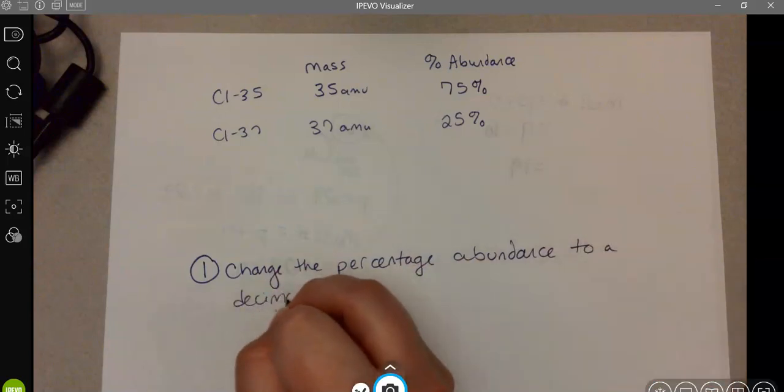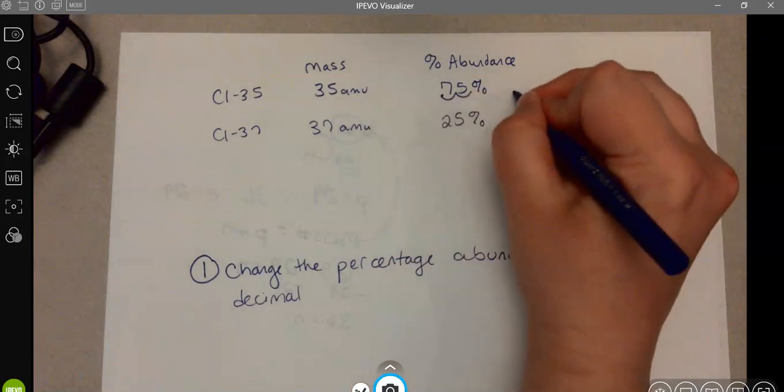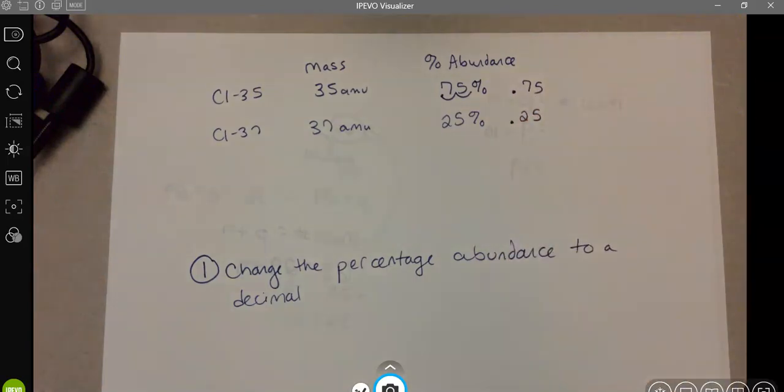Okay, so in order to do that, we just take the decimal place and move it 2 places to the left. So I'd have 0.75 and 0.25. Okay, so far pretty easy.